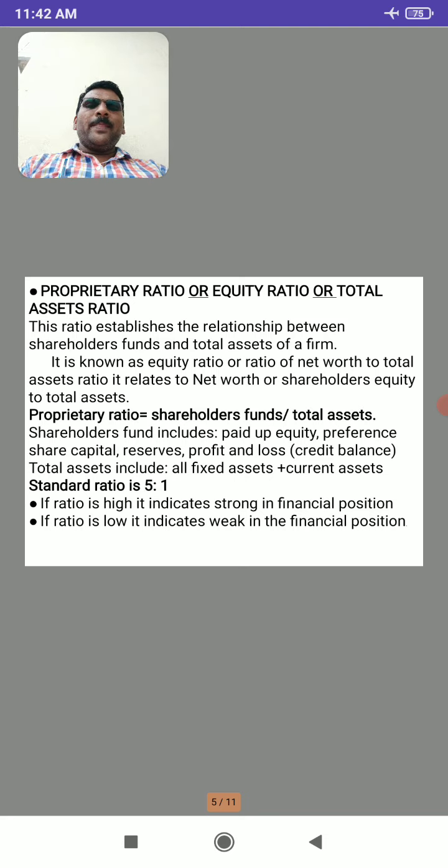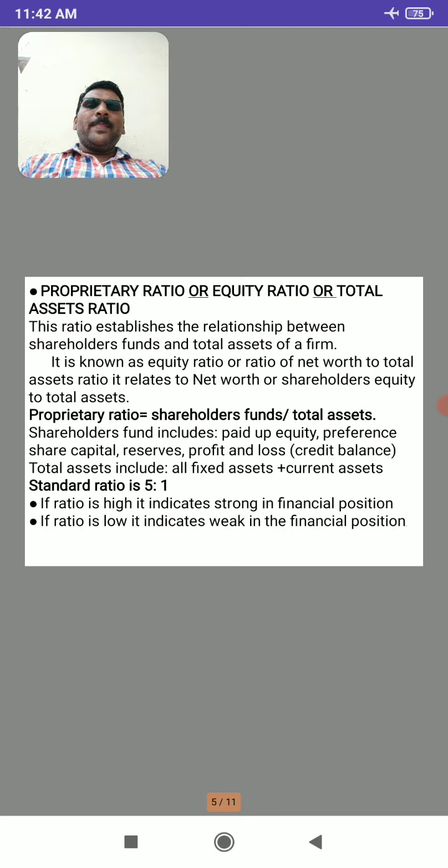So here in the given problem, many items are given. On the liability side, there are many items given, and on the asset side, there are many items given. From those items, we have to select and calculate the shareholders' fund. We already know the shareholders' fund equals equity share capital plus preference share capital plus reserves and surplus plus profit and loss credit balance. So from the given information, we have to sort out and find the shareholders' fund.